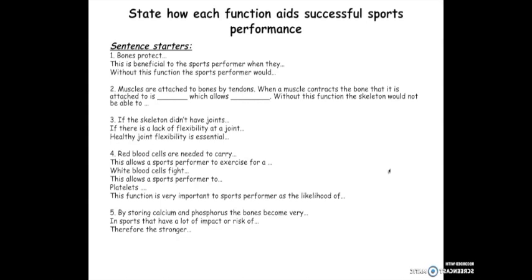So hopefully you've had a look and now you're ready to move on. These are just some sentence starters if you get asked the question, state how each function aids successful sports performance. You can see how each of the 5 elements has some sentences you can use. Hopefully you've read through those and had a look.